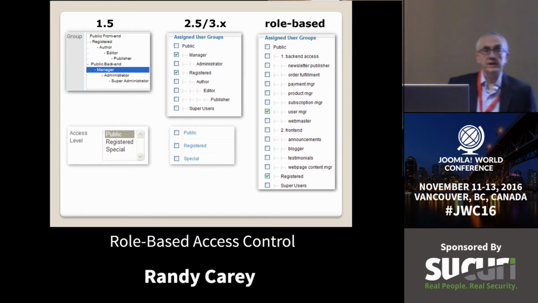When the 2.5 ACL came out, it opened up so many opportunities. But apparently because they wanted to keep people's ideas of how access control worked, they modeled it very much after the 1.5. So they have the public, manager, administrator, registered, author, editor, publisher, and super users. You can see the parallel there was obviously deliberate. And we also have access levels: public, registered, special, exactly the same.